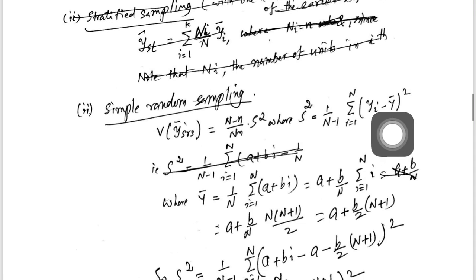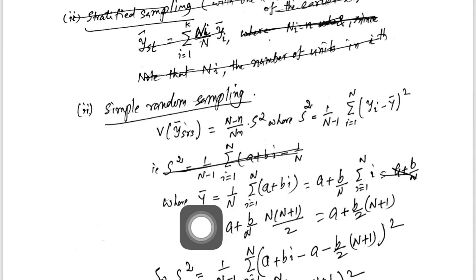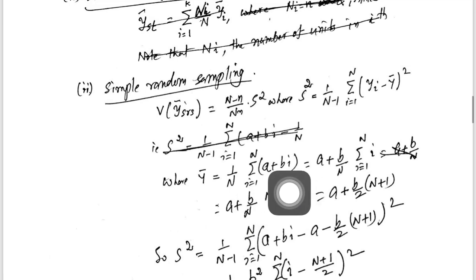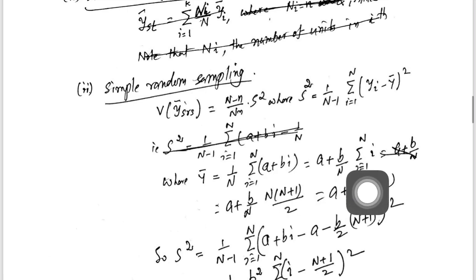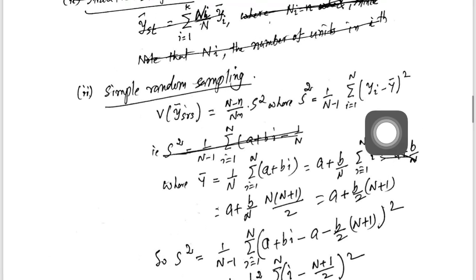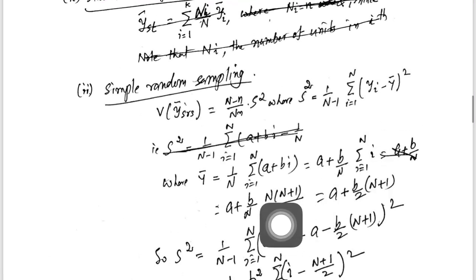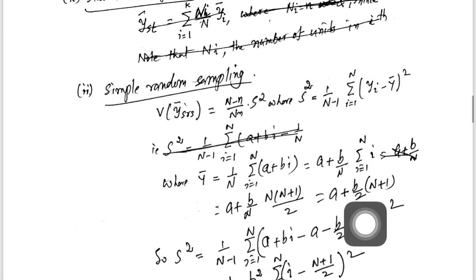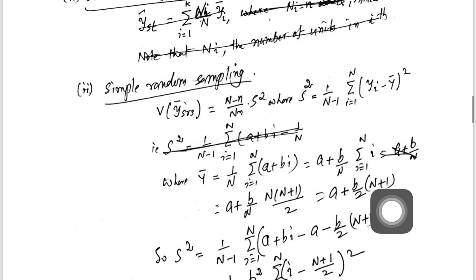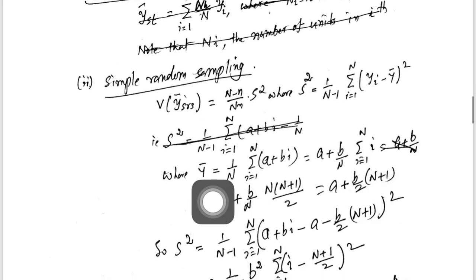Okay, and you know y bar can be first determined equal to 1 by N into sigma i equal to 1 to N yi, where yi is equal to a plus bi because of the linear trend, that is equal to a plus b by N into sigma i equal to 1 to N i. This is the sum of the first N natural numbers, which is N into N plus 1 by 2, and that multiplied by b by N plus a will give you a plus b by 2 into N plus 1. That is the value of y bar.